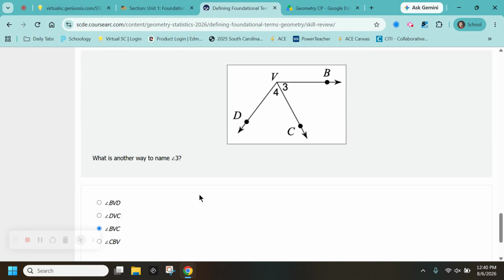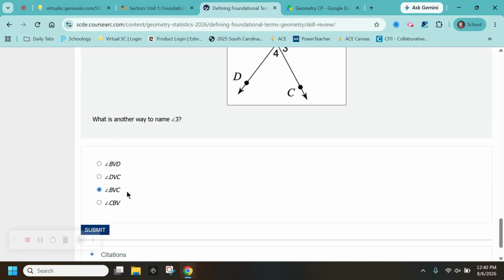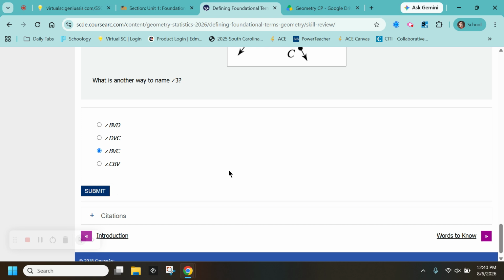And then skill review 3. What is another way to name angle 3? So we have this angle here. We can either name it BVC or CVB. The turning point of the angle has to be the middle letter. And so BVC is the correct one there.